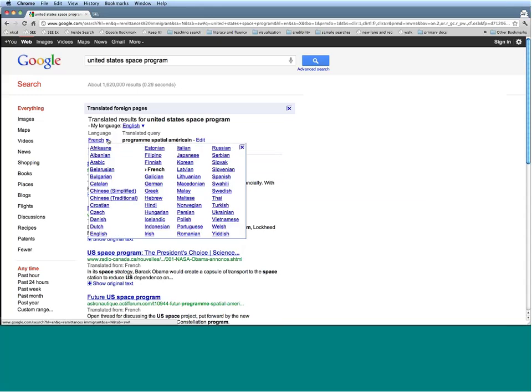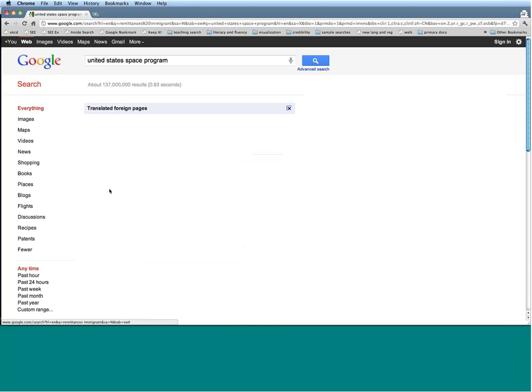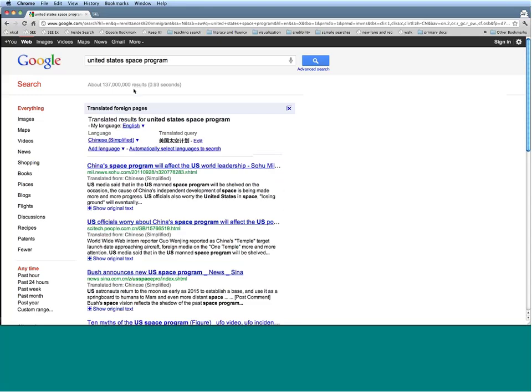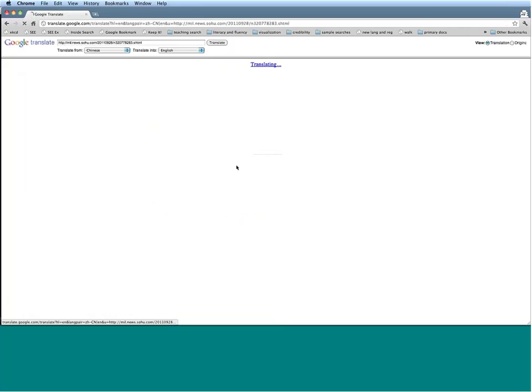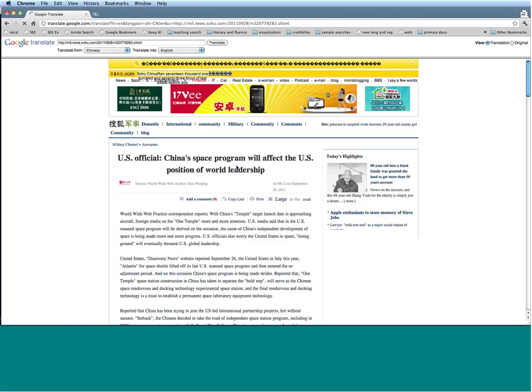And now I click on this down arrow right here. I click on Chinese. Now Google has taken my search, translated it into Chinese, as is shown here, run the search, and brought back my results from across the web translated back into English. When I click on it, it will translate the page from Chinese into English, and I'll say this is machine translated. Some languages translate slightly better than others.